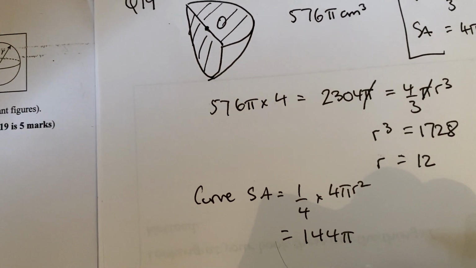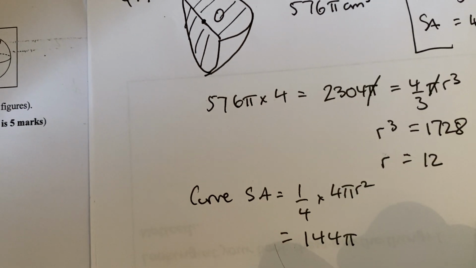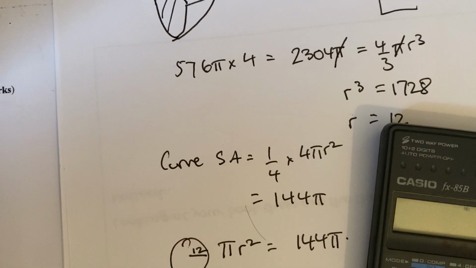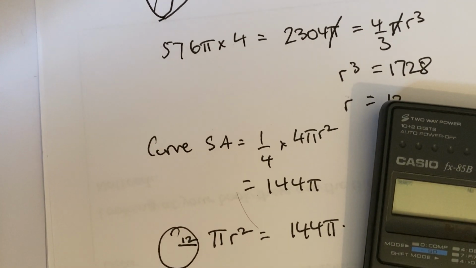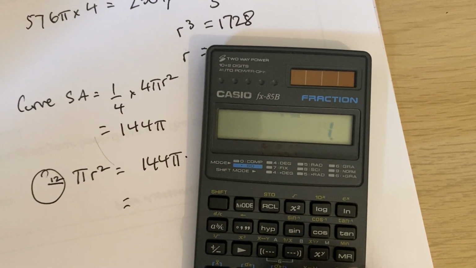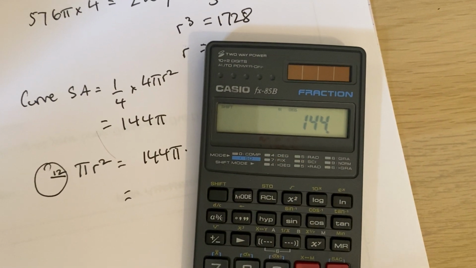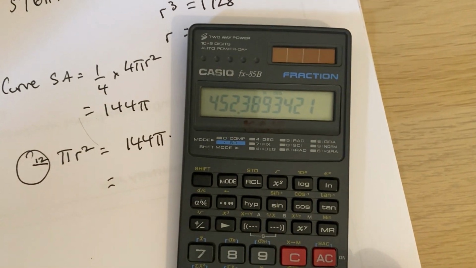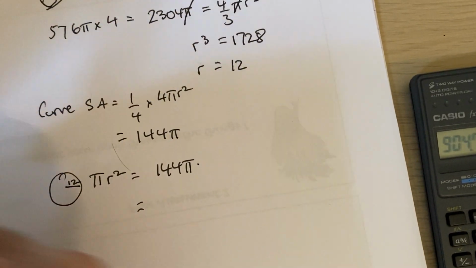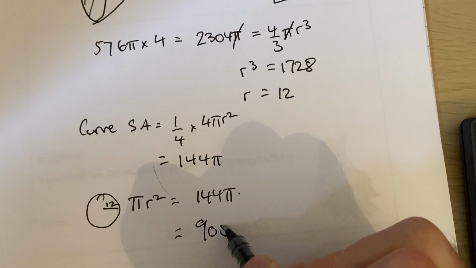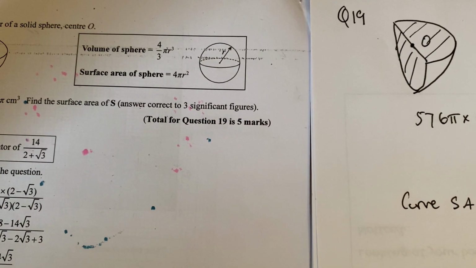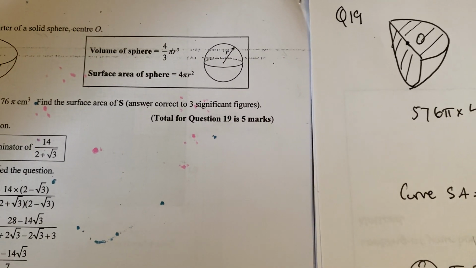So effectively, if I do 144 pi plus 144 pi, I should get to what they want us to get to. So 144 times shift pi equals that, and then times that by 2 equals 905. There you go. Kind of neat. And they want it to 3 sig fig. So there you go. It's quite a tough question, but done.